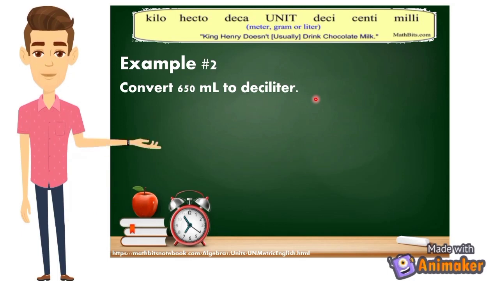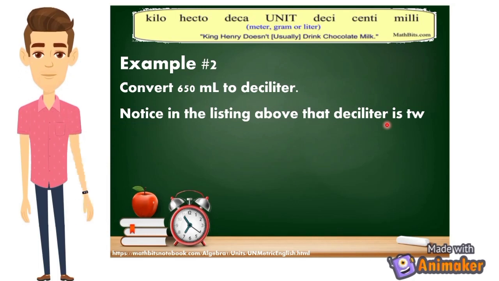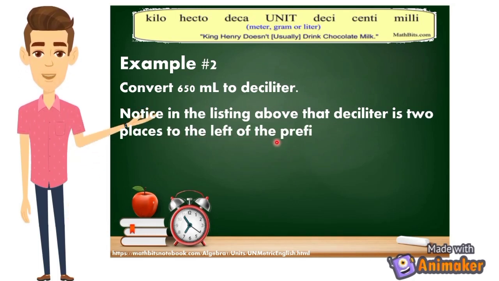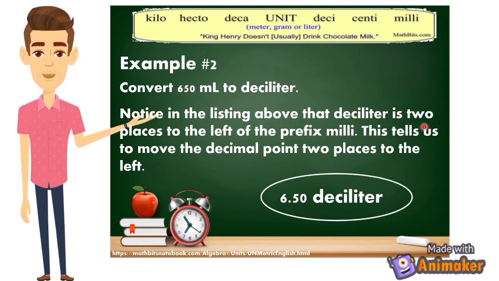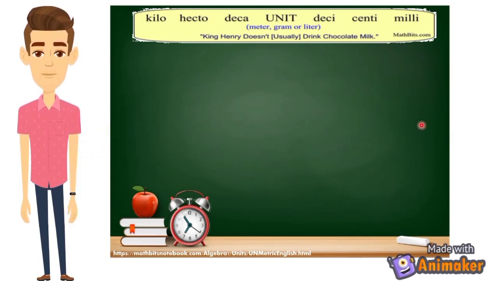And base sa explanation, notice in the listing above that deciliter is 2 places to the left of the prefix milli. So this tells us to move the decimal point from this point 2 places to the left: 1, 2. So therefore, the correct answer is 6.50 deciliter. Okay, next, example number 3.